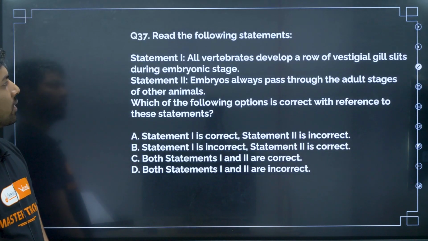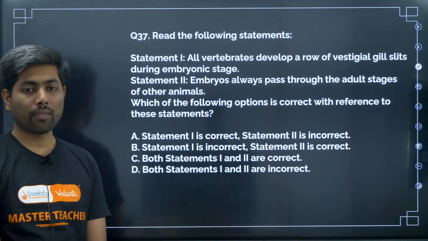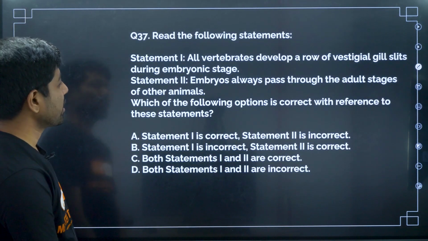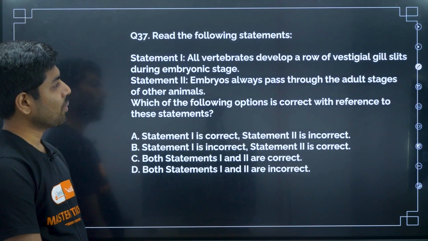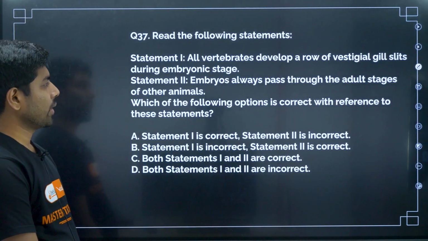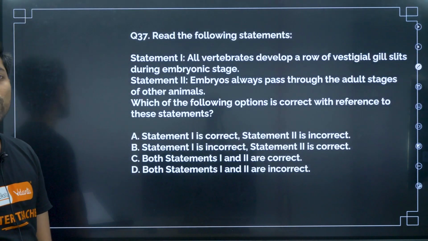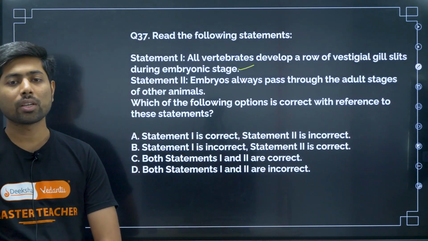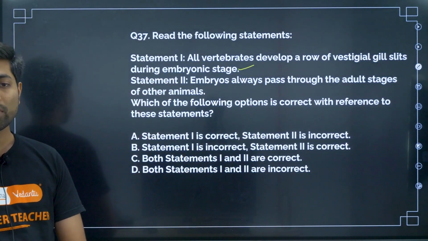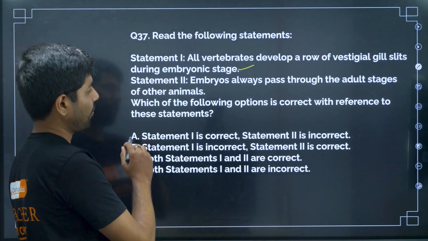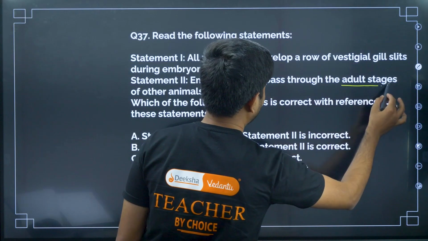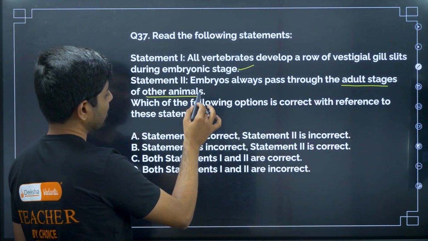Now you can look at this question. This was asked from evolution, embryological evidences of evolution, right? Now statement 1, all vertebrates develop a row of vestigial gill slits during the embryonic stages, which is correct, including humans. You see it in all vertebrates, but these gills are functional only in the case of fishes. All others, they are vestigial, right? This is right. Embryos always pass through the adult stage of other animals. Now this is wrong, right?